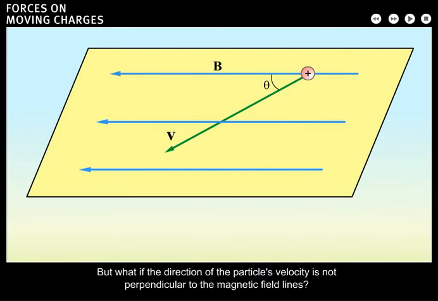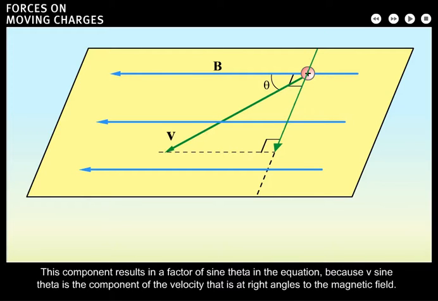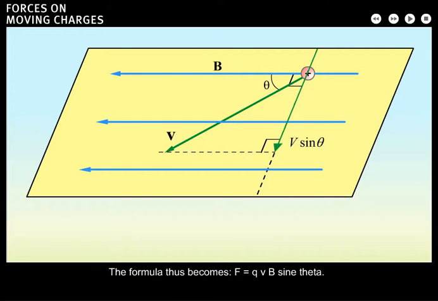But what if the direction of the particle's velocity is not perpendicular to the magnetic field lines? In that case, we must find the component of the velocity that is perpendicular to the magnetic field. This component results in a factor of sine theta in the equation, because v sine theta is the component of the velocity that is at right angles to the magnetic field. The formula thus becomes F equals qvB sine theta.